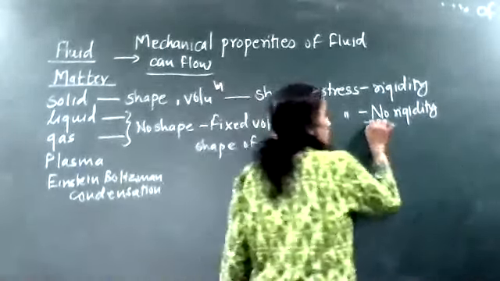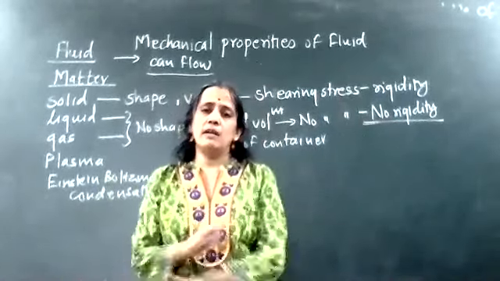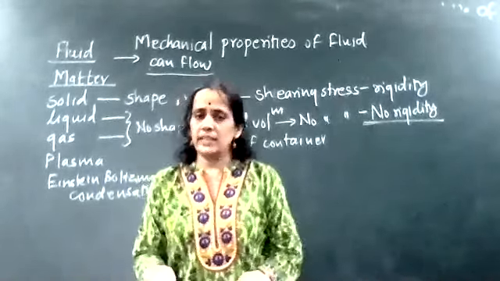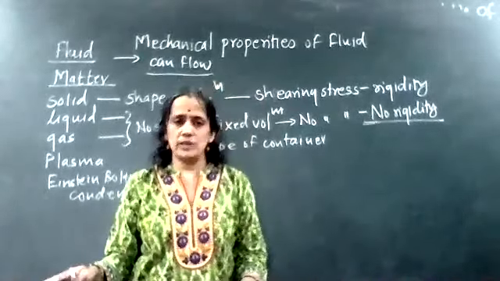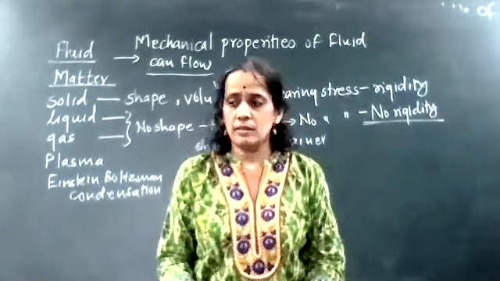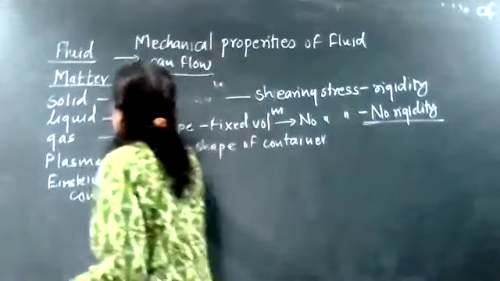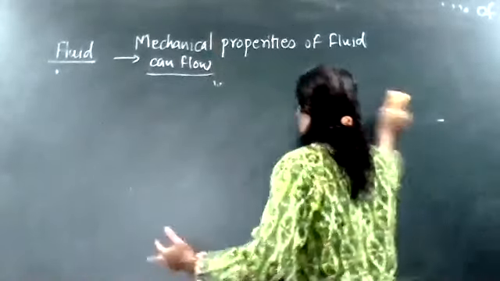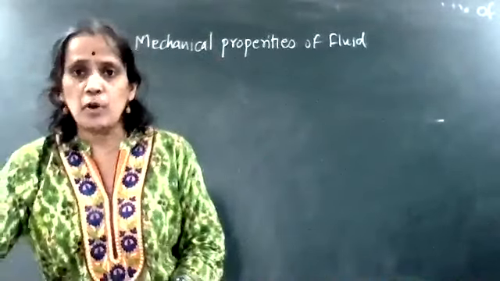So here is your important MCQ. Liquid, gas and plasma have no modulus of rigidity. Or I can say that ideally a fluid has no rigidity modulus. Clear? Then what properties can a fluid possess? So now I can discuss the properties of the ideal fluid. Ideal fluid means what? Practically, a fluid has other properties.